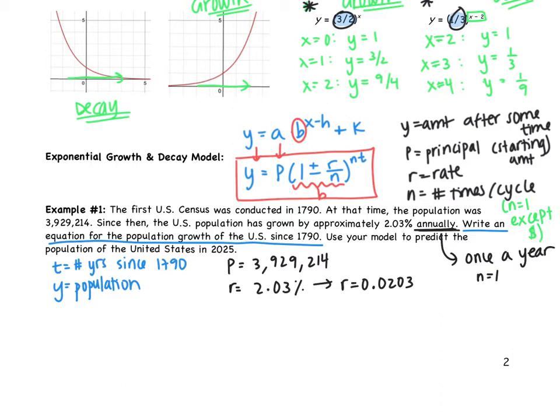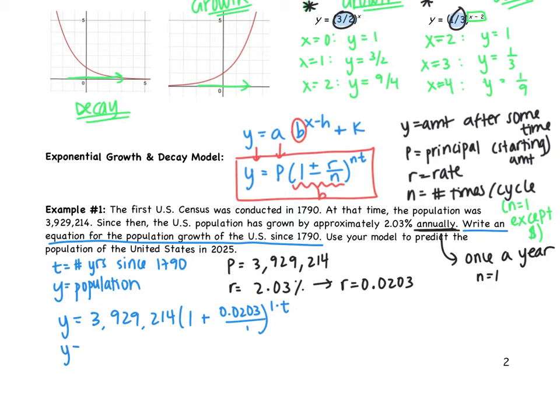Okay, so let's set up our equation then. We have Y equals 3,929,214 times the quantity 1 plus R, which is 0.0203 divided by 1, raised to the power of 1 times T. Okay, in the equation, I have a plus and a minus. We're not going to use both. Only one is applicable. We're going to be adding if we're growing, subtracting if we're shrinking. In this case, the population is growing, so we will add.